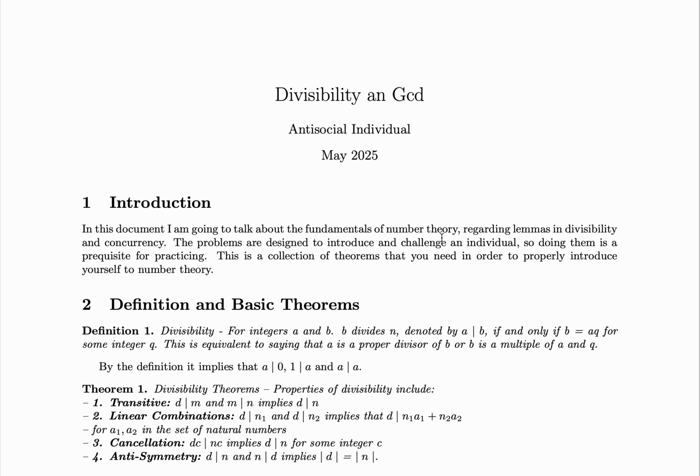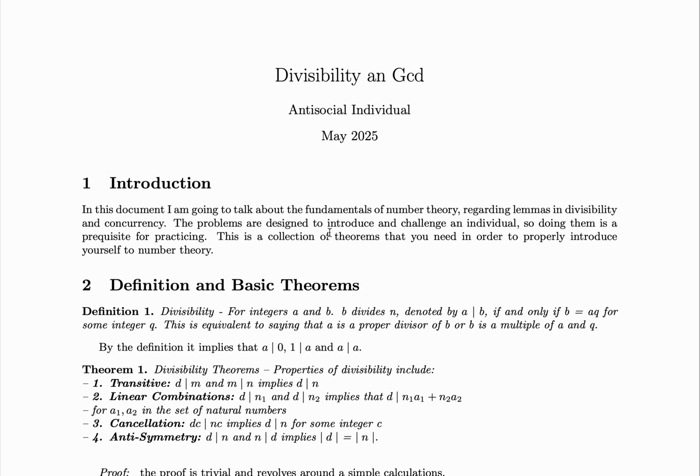Hi everyone. So today we're gonna talk about divisibility and GCD, greatest common divisor, number theory. This is probably an introduction to number theory, in particular divisibility and congruence in general. So let's just walk through the problem.